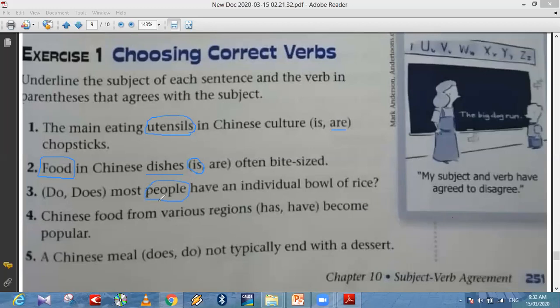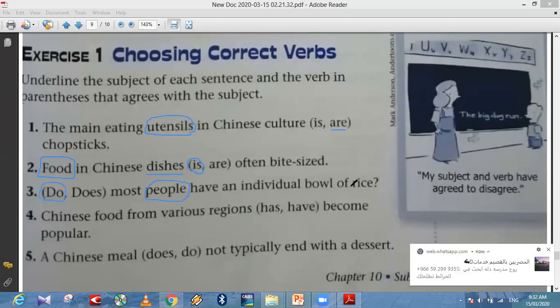Please, you can underline what I'm underlining now. Yes, people, this is the simple subject, plural subject. This is why we have to choose do. Do. That's right. Great job. Thanks, Nawaf. Now, please raise your hand if you want to answer. Now you can speak.